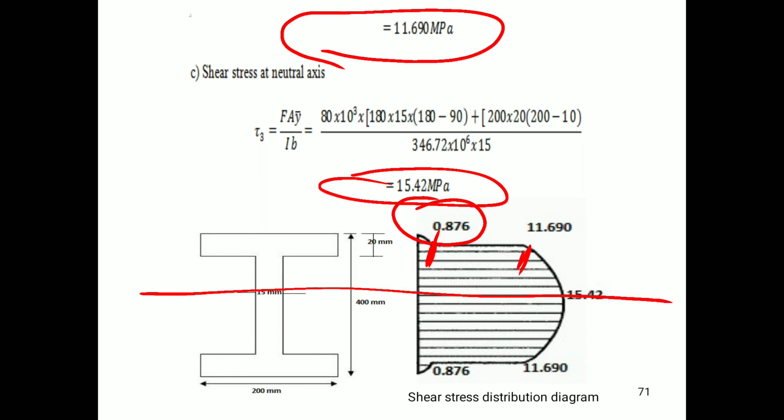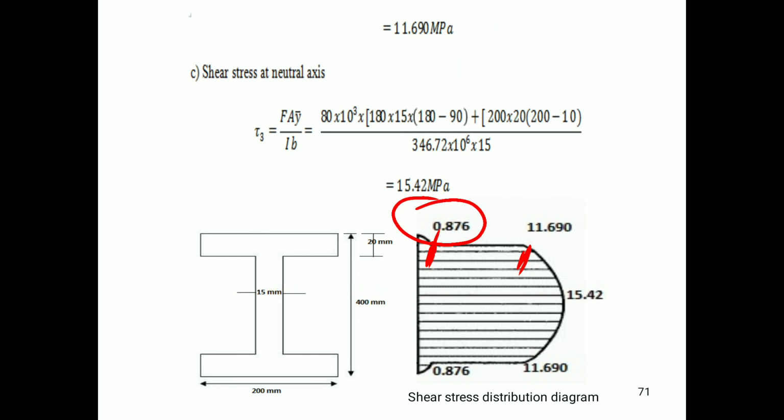So remember that at the neutral axis we have the maximum value of shear stress, whereas at the top and bottom we have the minimum value of shear stress. So in this way we have determined the value of shear stress at different points, or we can say key points. The key points are at the top, at the bottom, at the neutral axis, as well as at the junction of flange and web.